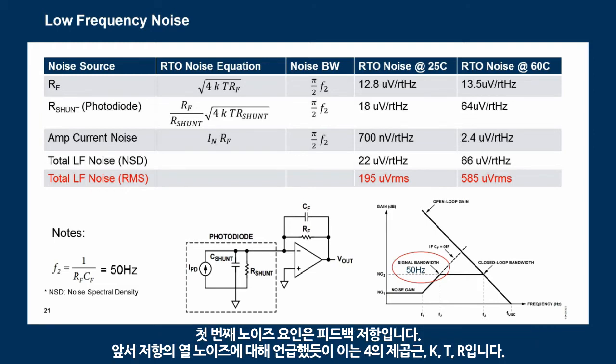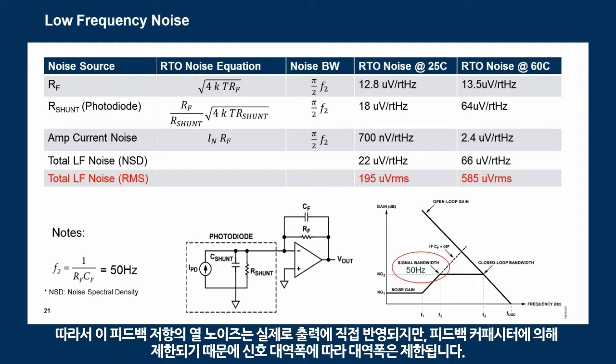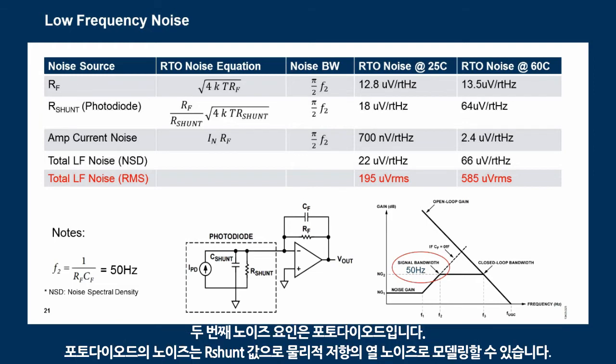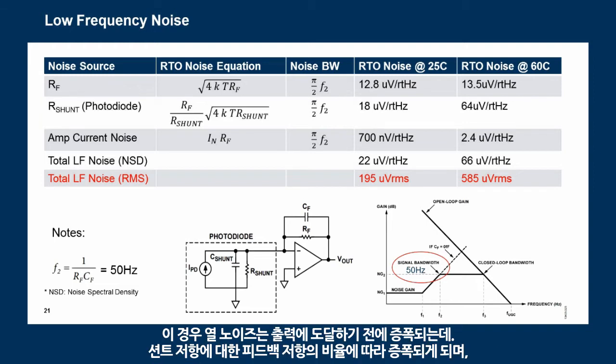So the first noise contributor is from the feedback resistor. We talked about thermal noise of a resistor earlier as being square root of 4kTR. So the thermal noise of this feedback resistor actually gets reflected directly to the output, but it's limited by the feedback capacitor. And so the bandwidth is limited by the signal bandwidth. Well, the second noise contributor will be from the photodiode. And the noise of a photodiode, we can model it as the thermal noise of a physical resistor with the value of R shunt. And in this case, the thermal noise is going to be amplified before it gets to the output.